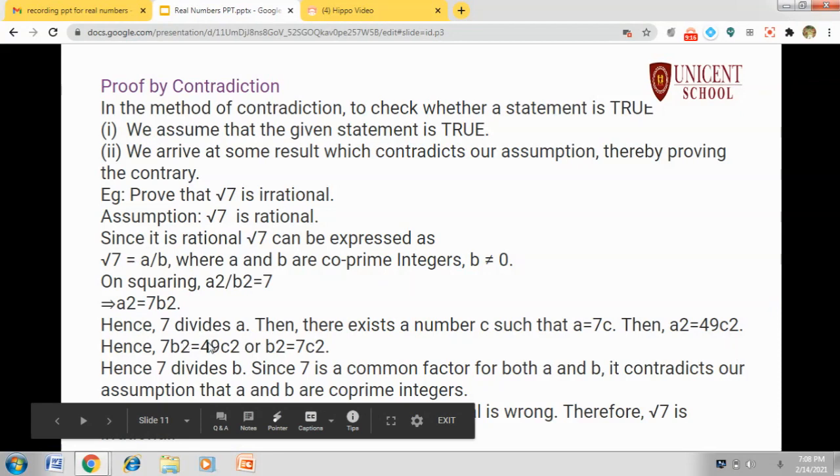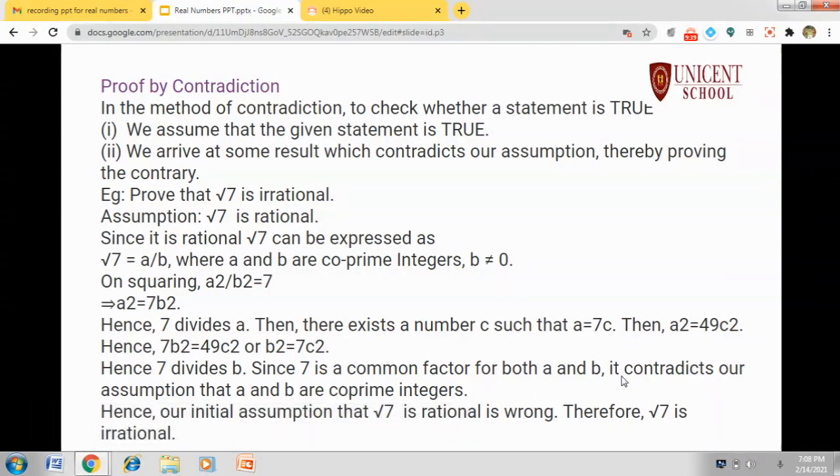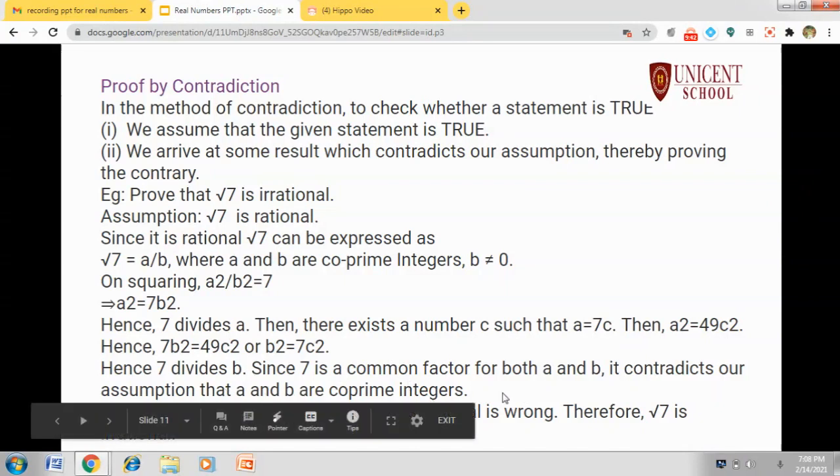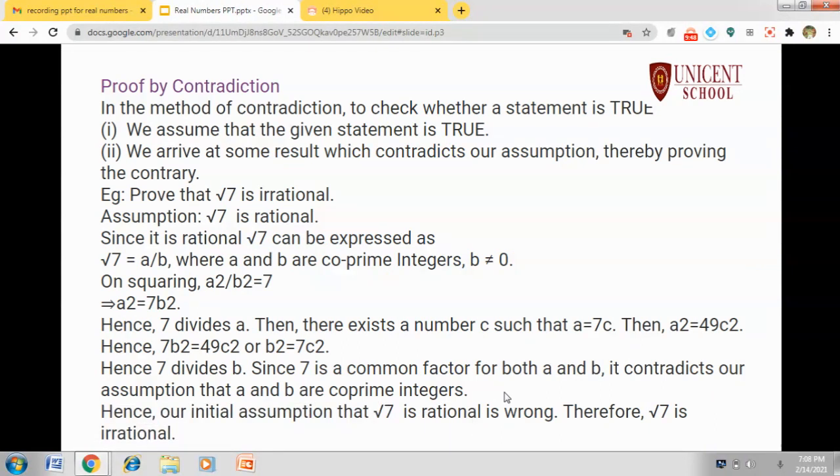Again on squaring, a square is equal to 49c square. So here again, 7b square is equal to 49c square. Or we can also say that b square is equal to 7c square. Cancel here, 7 ones are 7, 7 sevens are 49. Here it states that 7 divides b. Since 7 is a common factor for both a and b, it contradicts our assumption, as we have taken a and b as co-prime integers. So our assumption was wrong. Hence, root 7 is irrational. This is how we prove using the contradiction method.